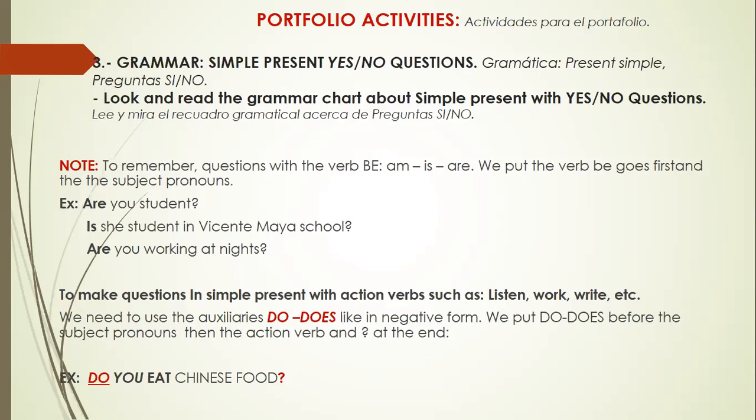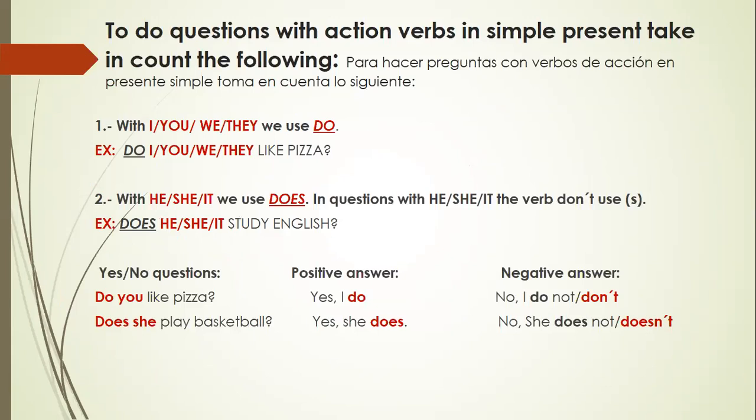So, let's continue with another. In this way, we can have clearer the idea about this, guys. En esta próxima imagen tendremos ya una idea más clara de lo que quiero explicarles, ¿ok? To do questions with action verbs in simple present, take into account the following. Entonces, para hacer preguntas con verbos de acción, tome en cuenta lo siguiente, ¿ok? With the subject pronouns I, you, we, they, we use do like auxiliary. Con los pronombres I, you, we y they, utilizamos el auxiliar do.